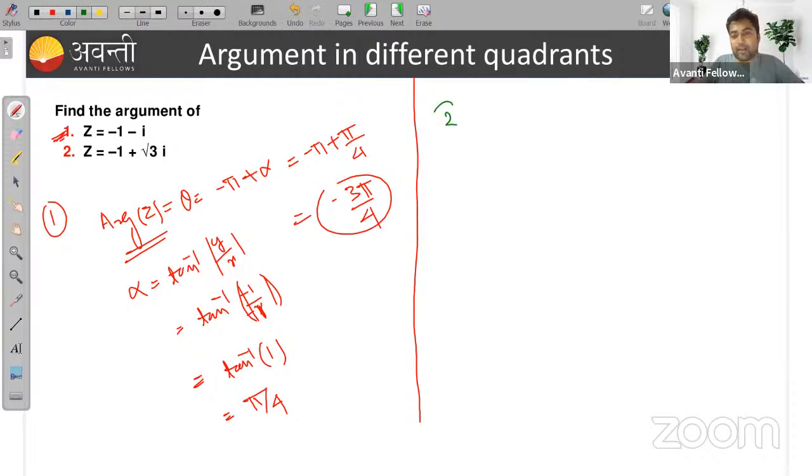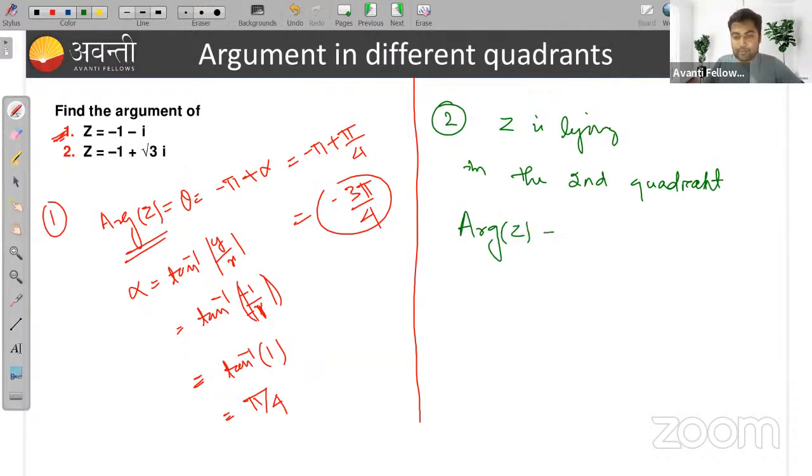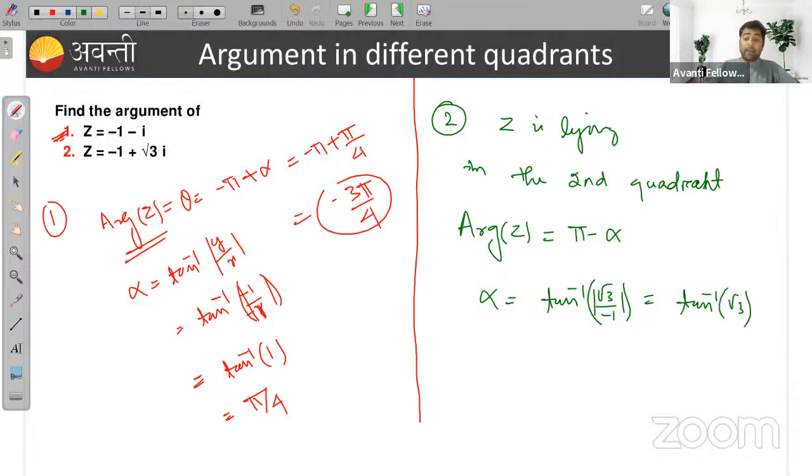So, in the second question, Z is lying in the second quadrant. If it is lying in the second quadrant, then the argument will be pi minus alpha. Yes or no? So alpha is equal to tan inverse of mod of y upon x, that is root 3 upon mod of minus 1, that is tan inverse of root 3. So what is the value of tan inverse of root 3?